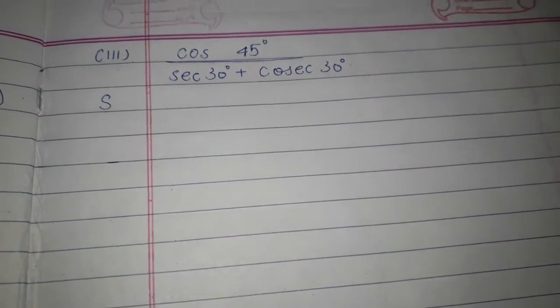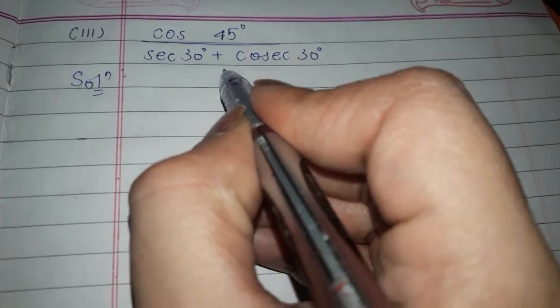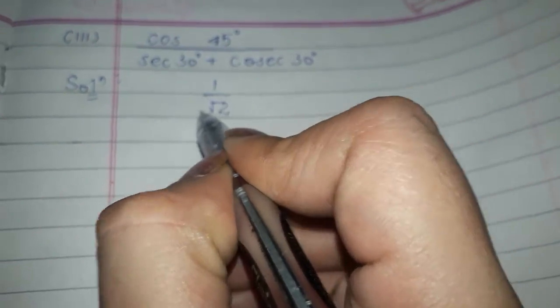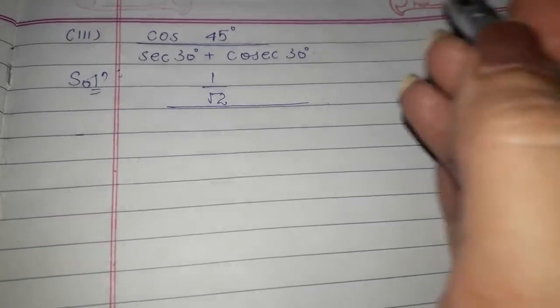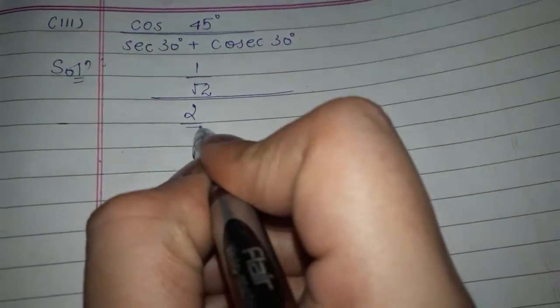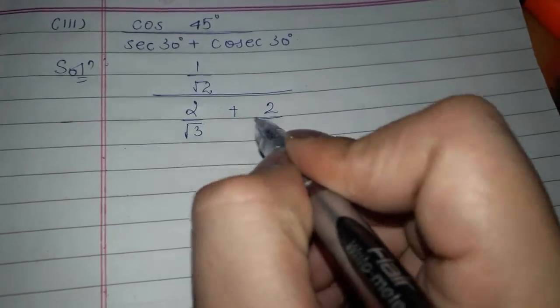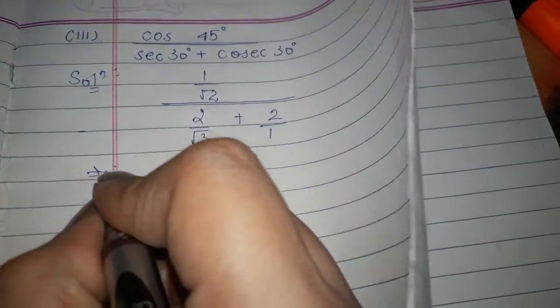In this part, we have to put the value of cos 45 degree, secant 30 degree plus cosecant 30 degree. Since the value of cos 45 is 1 by root 2, we'll put here 1 by root 2 upon secant 30 is 2 by root 3 plus cosecant 30 is 2. Since these both terms are in fraction, we have to take the LCM of both of these terms.